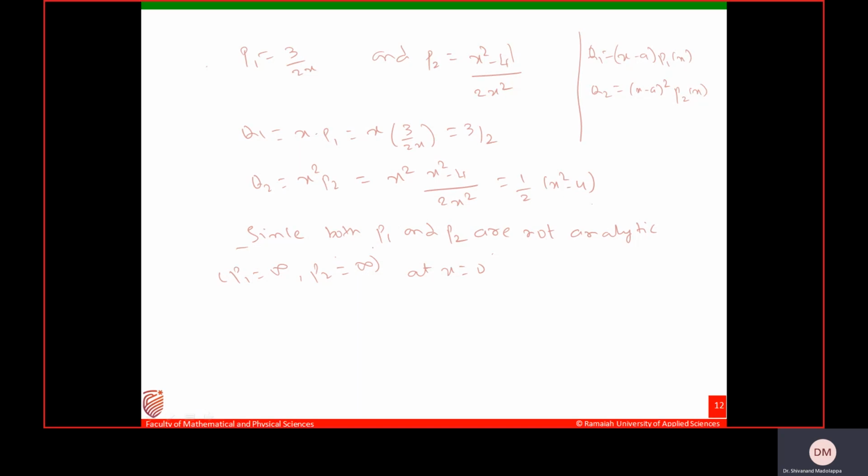So first, what we have done is keep x is equal to 0 here. In this case, therefore, x is equal to 0 is a singular point of equation 1.